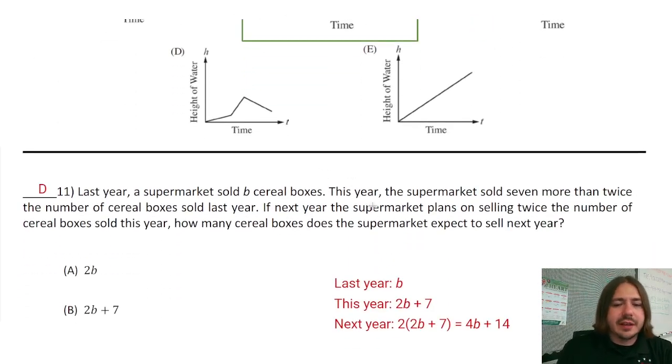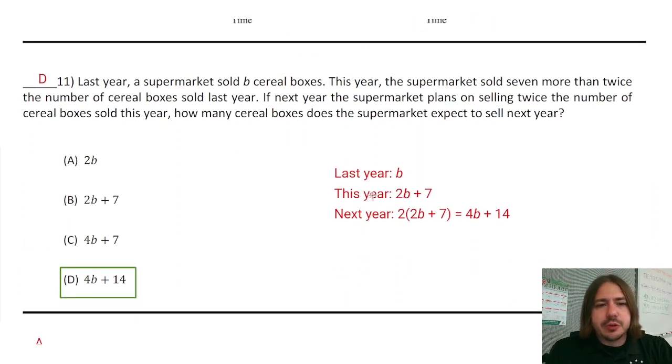Number 11 says last year a supermarket sold B cereal boxes. So notice here I made 3 notes. How are we describing the number of boxes sold last year? It would just be B. Last year a supermarket sold B. Then this year the supermarket sold 7 more than twice the number of cereal boxes sold last year. So last year was B, but if it's 7 more than twice what they sold last year, the way you would represent that is 2B plus 7.